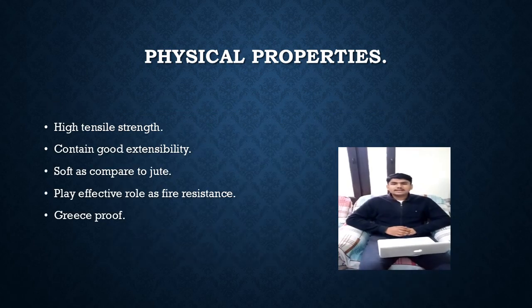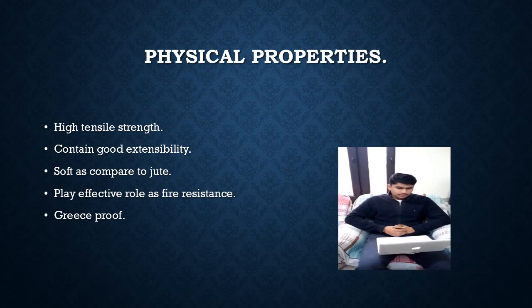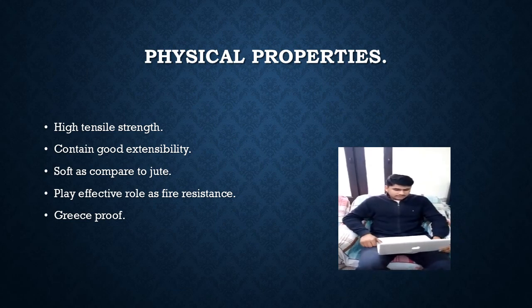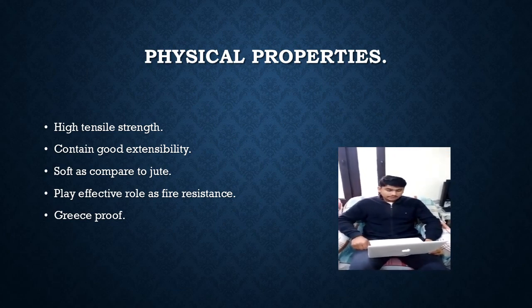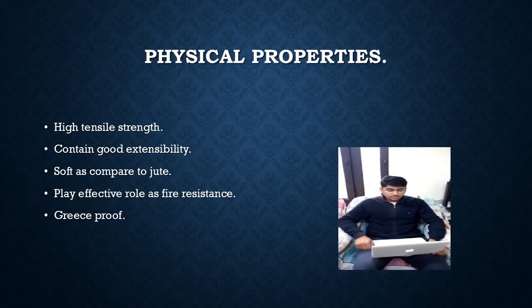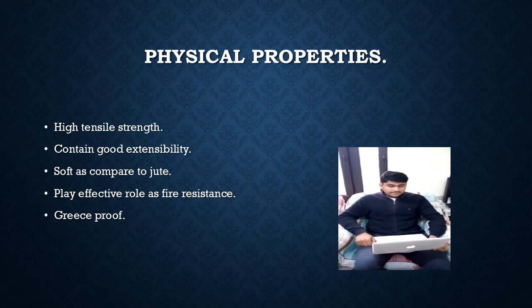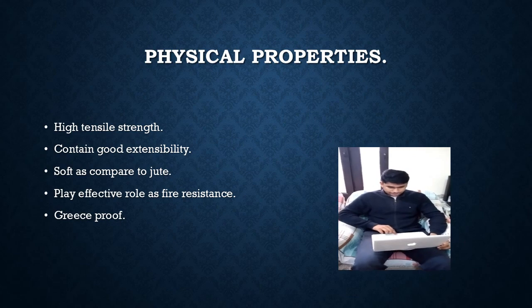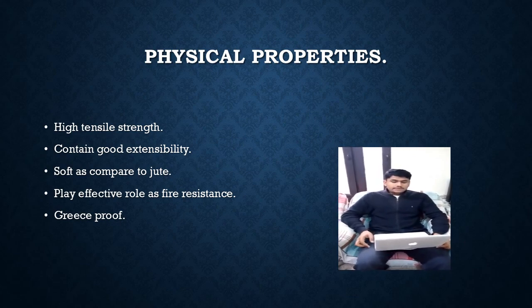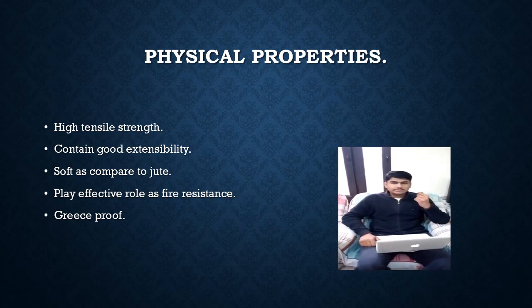And this is the second slide of physical properties. There are some points which can explain the physical properties. It has high tensile strength, contains good extensibility, is soft as compared to jute, plays an effective role as fire resistance, and is grease proof. It has very high tensile strength as compared to jute fiber, paper, hemp and sisal fiber, and it is very extensible as compared to the rest of the fibers.